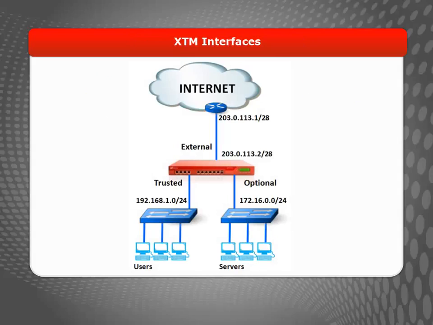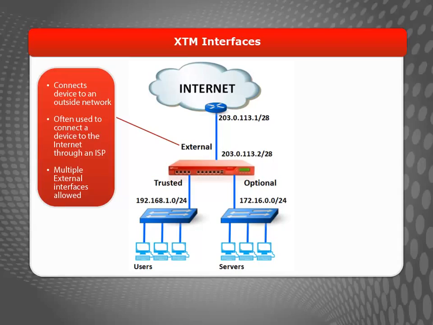In order to understand how to create policies, you should first understand the 3 security zones of your device, which are the external, trusted, and optional interfaces. An external interface is used to connect your device to a network outside your organization. Often, an external interface is the method used to connect your device to the internet through your ISP. And you can have more than one external interface if you need.